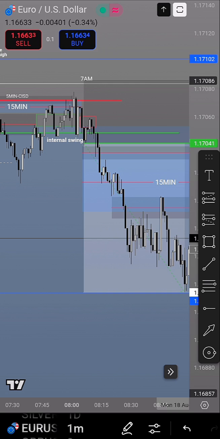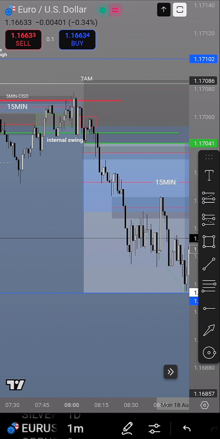But as you can see, price failed to do that, and as soon as I saw that price was displacing below that protected internal swing, as we anticipate that if price was bullish, it should then protect that internal swing in order to push price higher. Once it failed to do that, that's when I entered short, right?